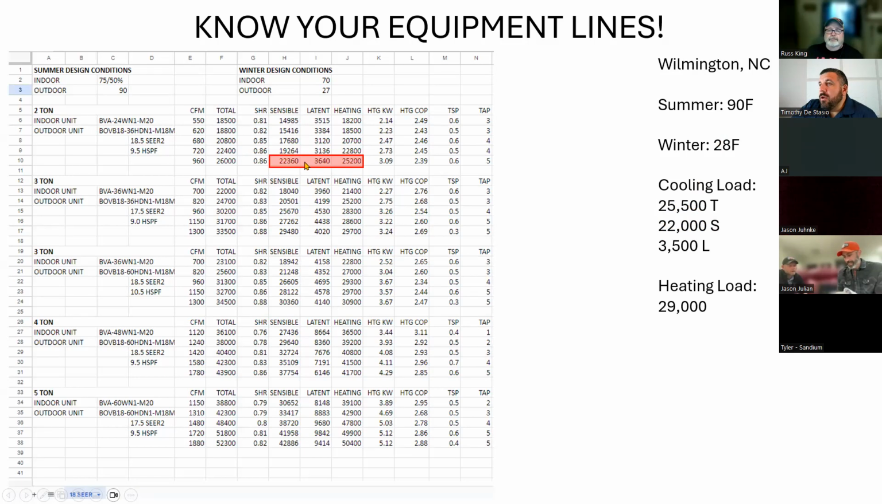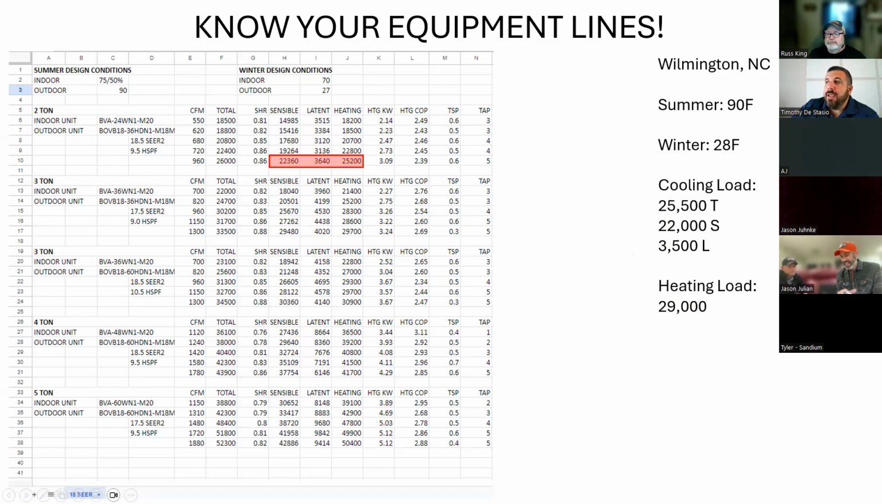And this is our load. Now, is this compliant? Well, we're pretty close on sensible. We're good. We're actually a little bit more on latent. We're good there. Our heating load doesn't quite make it, but we knew that was going to happen. We'll just throw in a little bit of strip heat, and that looks pretty good, right? That is very aggressively sized.